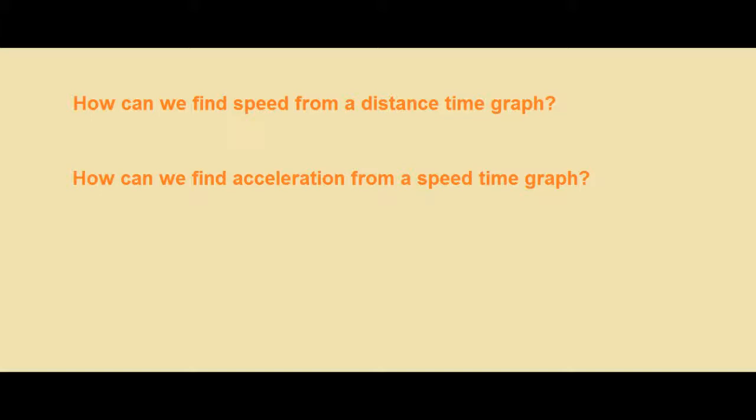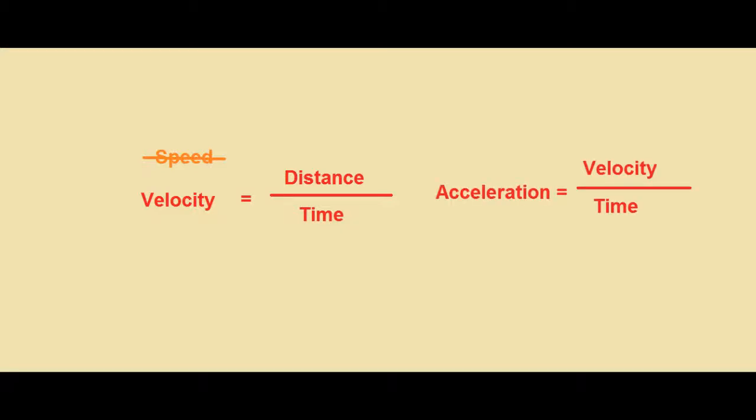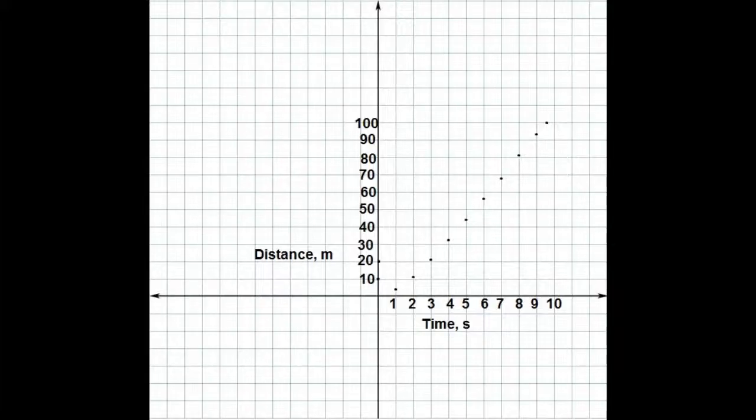How can we find speed from a distance time graph, and how can we find acceleration from a speed time graph? So, speed, or rather velocity, is equal to the distance divided by time. Likewise, acceleration is velocity divided by time. If we plot a distance time graph of Usain's run, we get something like this. And we can add a line onto it too.